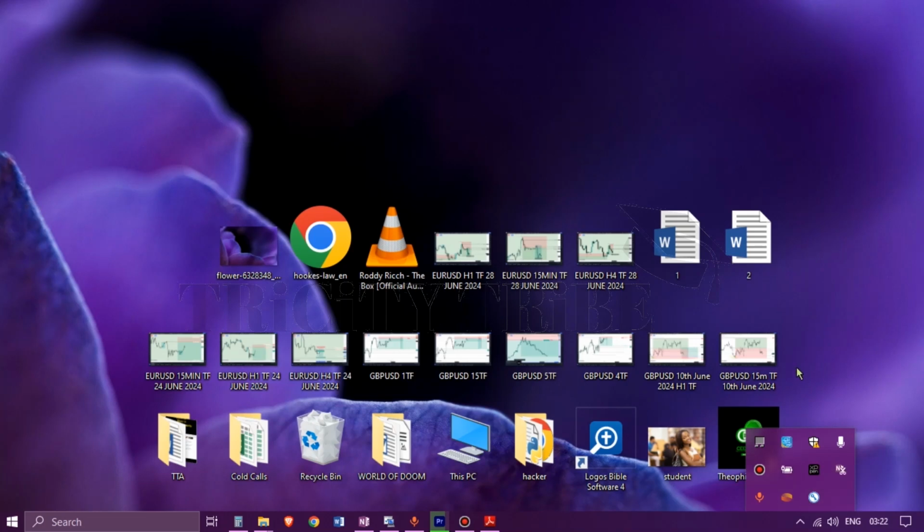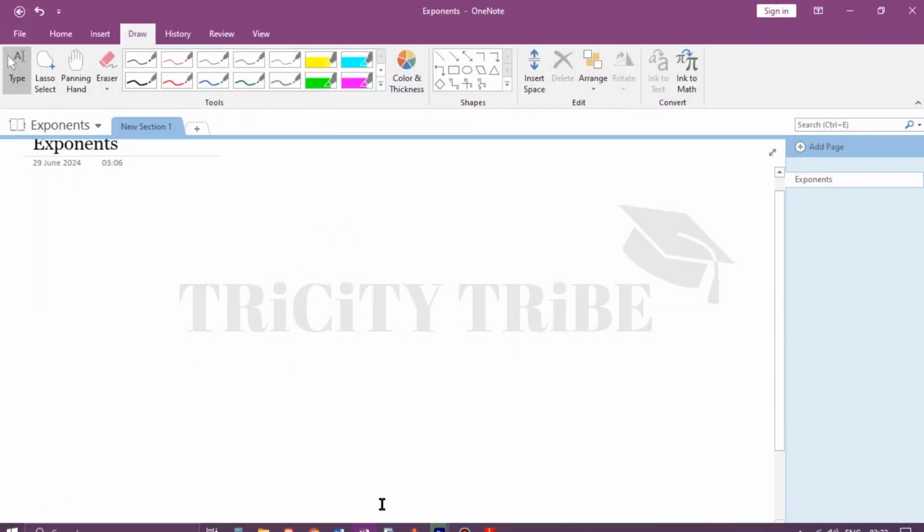Now we are about to touch on exponents. That's a new topic we have in maths for today. Exponents. So what are exponents? Let me just help you break it down as quick and fast as possible.